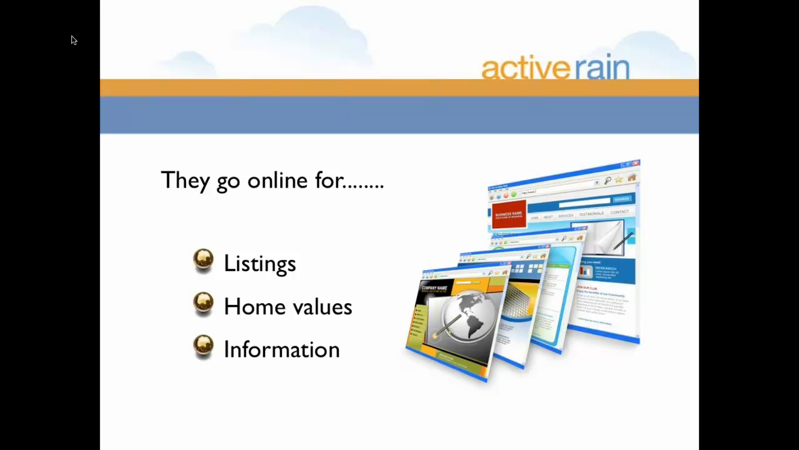This third bucket, information, I realize this becomes a catch-all, right? If they're not going on for listings or for home values, obviously if it's related to real estate, it's about some piece of information. But once we understand the 3 reasons that people go online, then we can start to look at our blog posts and figure out, okay, where in our posts can we get calls to action that satisfy these reasons that people go online.